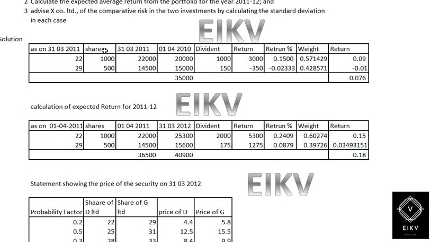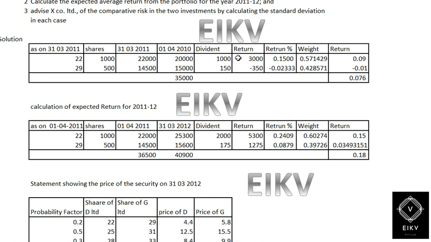For the computation, I have made a table showing the computation of return for the year ended 31/3/2011. The price on 31/3/2011 would be 22 and 29. Number of shares in hand will be 1500. When we multiply the price per share by the number of shares, the total market value of the shares would be 22,000 and 14,500. And then we have the investment amount, which is the amount we invested on 1/4/2010. It would be 20,000 and 15,000. When we take the total, it would be 35,000.